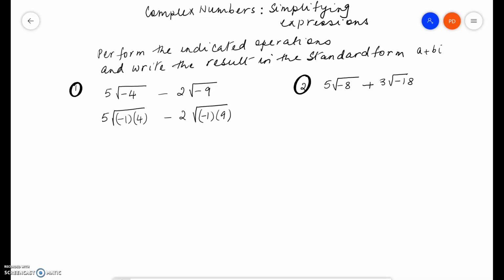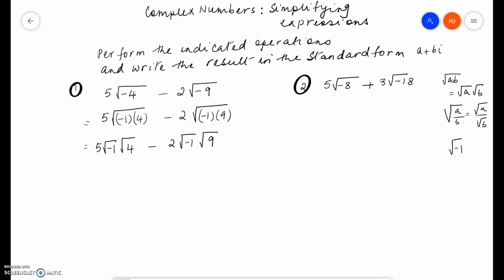So remember that by the rule of exponents, if we have radical AB, that's equal to radical A times radical B. And that works for multiplication and division. So radical A over B is radical A over radical B. So we simplify this expression to get 5 radical negative 1 radical 4 minus 2 radical negative 1 radical 9. Now remember that radical negative 1 is defined by the imaginary number i.